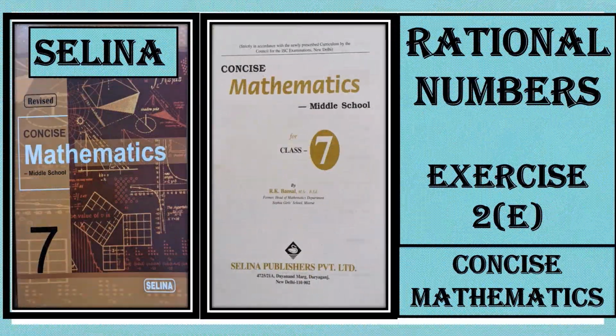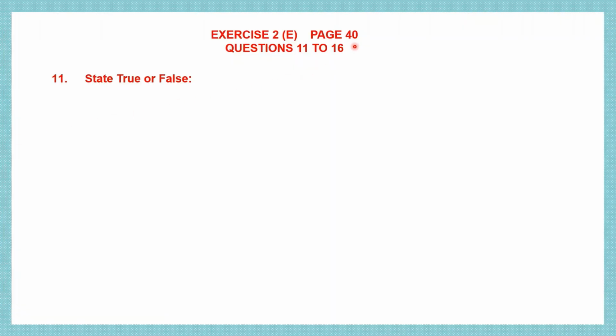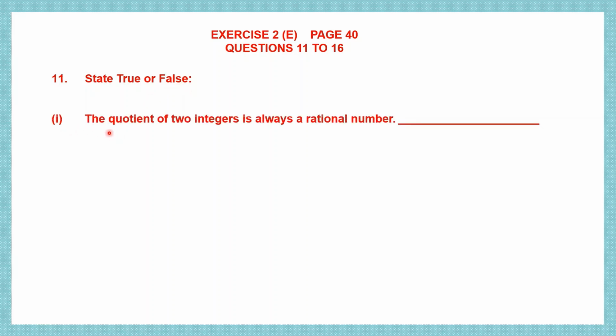Hello students, let's do rational numbers exercise 2E. We are on page number 40 and we're doing questions 11 to 16. Question 11 is state true or false. And the first statement here is the quotient of two integers is always a rational number. Is this true or false?